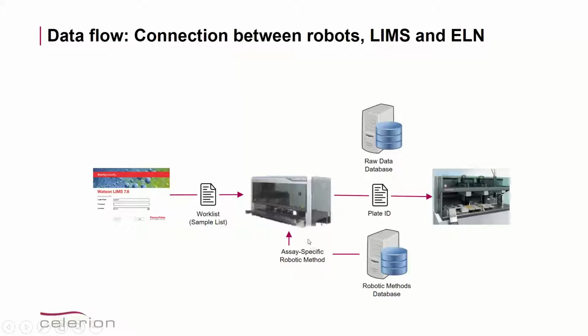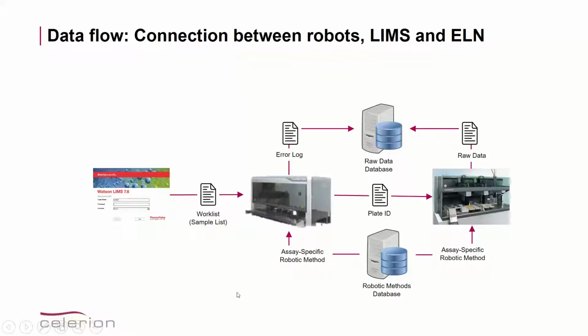Once the Hamilton system finishes its routine, the Tecan Evo takes over by receiving not only the physical microtiter plates, but also a list of plate IDs. This ensures that the analytical runs are processed in the same order and covers any gaps in the data flow. As with the Hamilton system, an assay-specific robotic method is loaded to the Tecan from our database to initiate the process.